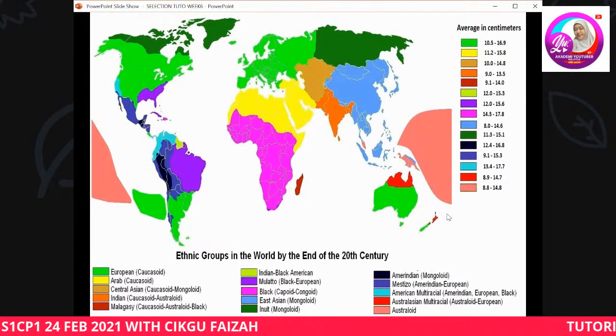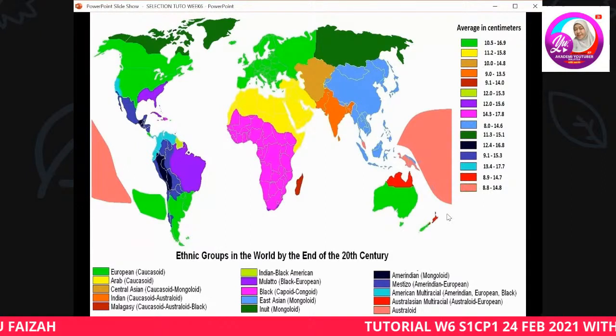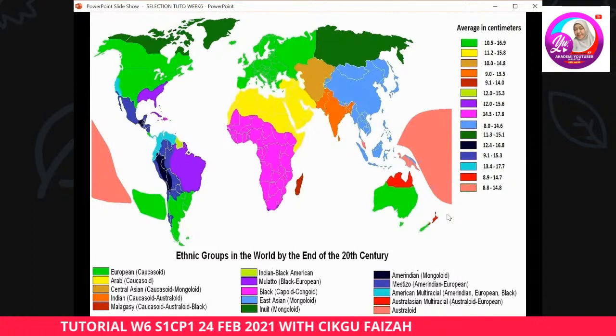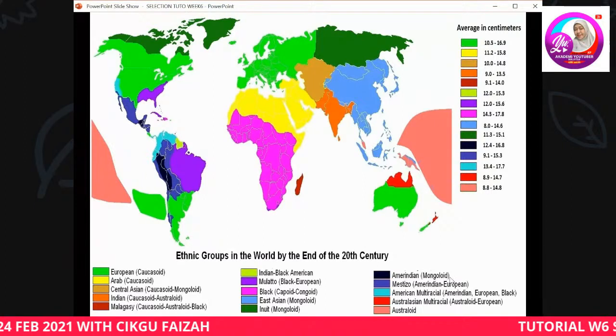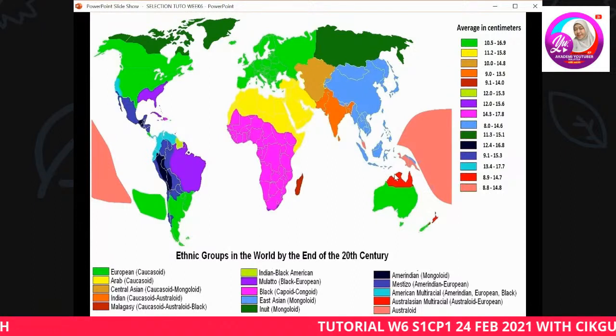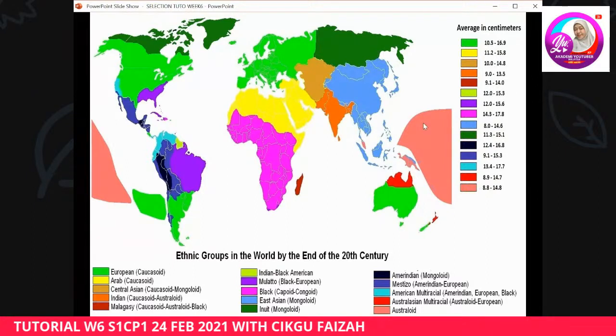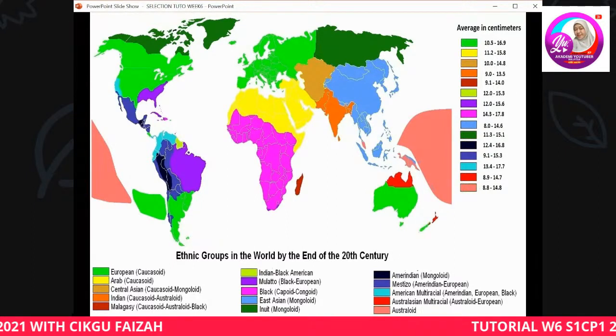This is actually just a sharing class. This is the ethnic groups in the world, shown by the different sizes of penis. If we look at Malaysia, Malaysia is this color. So compared to here, Malaysia is somewhere about the length of 9 to 13.5. Okay, length 9 to 13.5.